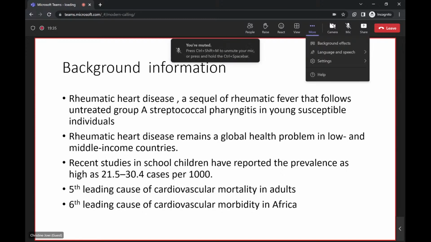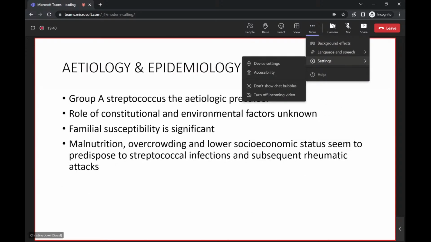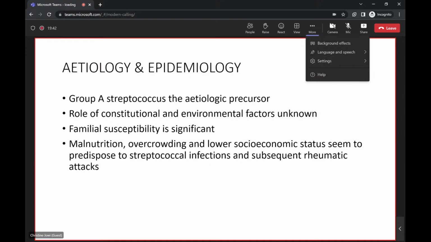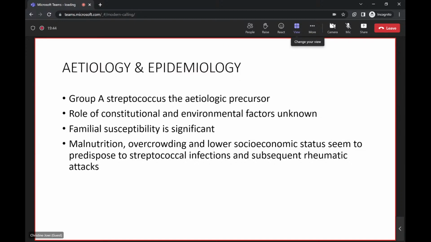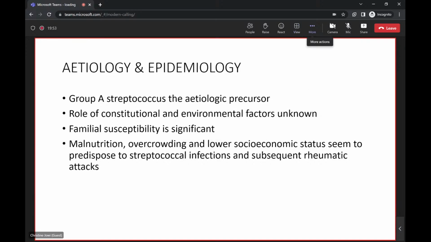And as for the etiology, the precursor is a streptococcal bacteria of group A. There are several things which make somebody get rheumatic fever and rheumatic heart disease and another doesn't. So we think that maybe there are some constitutional factors or environmental factors like overcrowding, like lower socioeconomic status, like malnutrition.